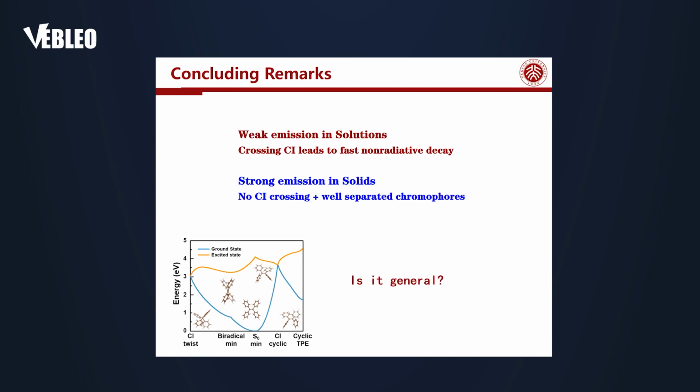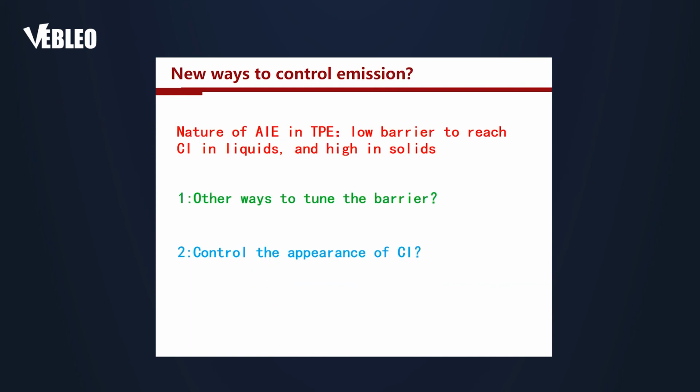Then certainly, we come to this conclusion just based on the measurement of a few molecules. So we have to ask, is this conclusion general? And further, can we learn from this study to create new ways to control emission efficiency? From this conclusion, we know that the nature of AIE of these TPE molecules is essentially that in solution, the molecule has a relatively low barrier to reach the CI, while the barrier in its solid is much higher.